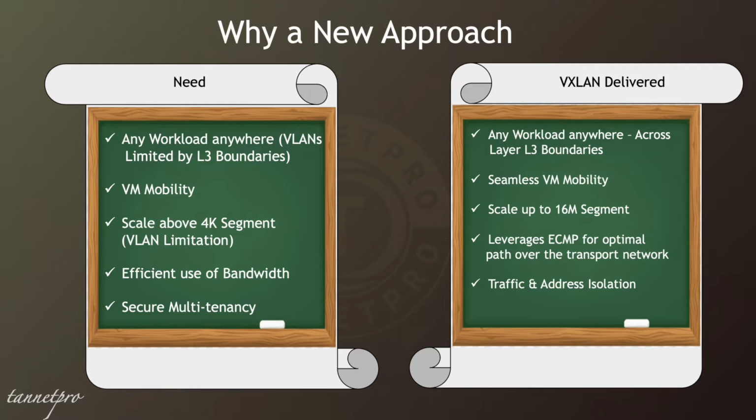Scale up to 16 million segments. In VXLAN we can scale up to 16 million, whereas in legacy VLAN there is a 4K limitation only. Leverage of ECMP: we can take advantage of ECMP for optimal paths over the transport network. Traffic and address isolation we can do using VXLAN. So all of this is achievable using VXLAN, which was developed jointly by Arista, VMware and Cisco.